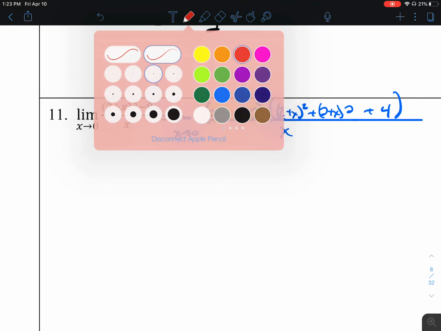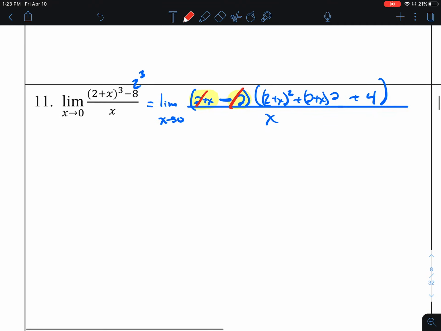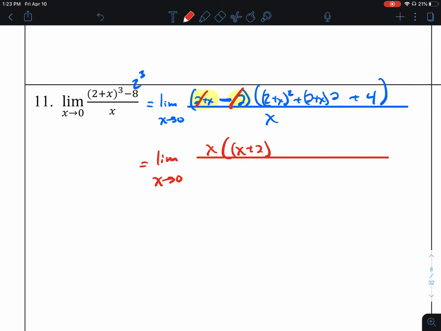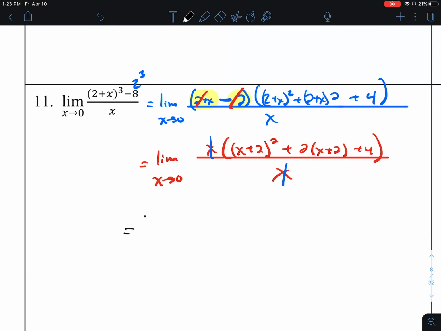Now, how does that help us? Well, these twos cancel. That's how it helps us. Since those twos cancel, we have the limit as x approaches 0 of x. I'm just going to rewrite some of these terms. Instead of 2 plus x, I'm going to write x plus 2. That 2 plus x drives me absolutely batty. We can cancel an x from the top and the bottom. Once we do that, we can now use substitution to evaluate this. We no longer have a fraction.